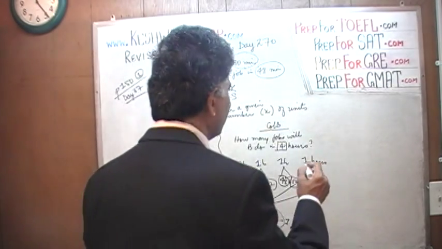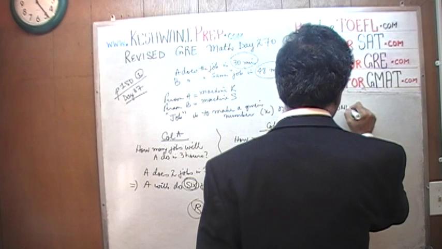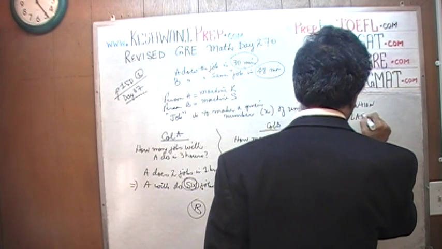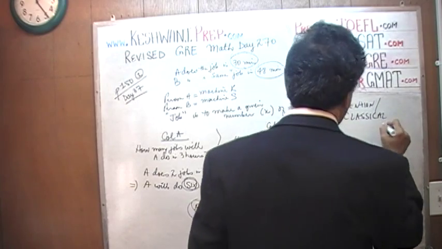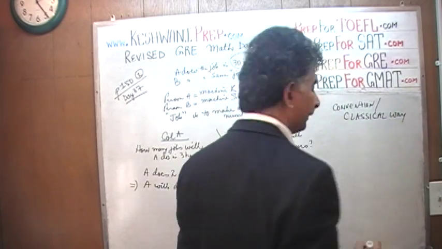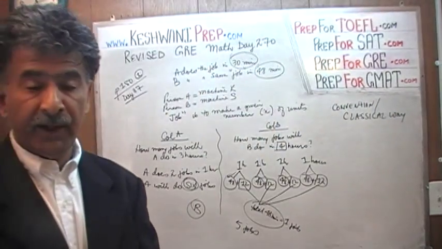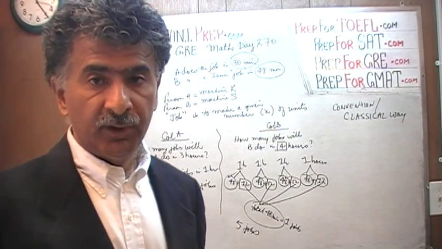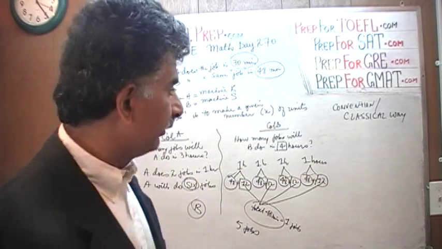Now here's the conventional way, the classical way. The classical way, of course, is so called because it's very academic, it's very mathematical. There is no creativity here. You just set it up as a ratio problem and you solve it.